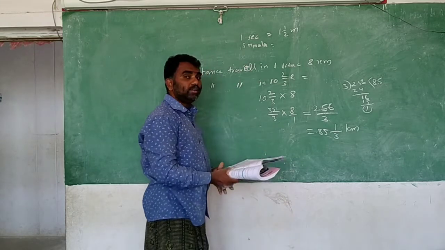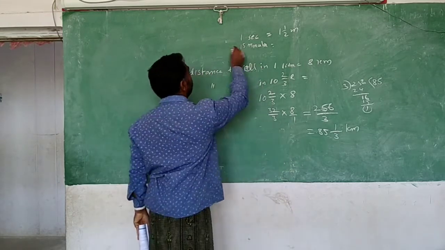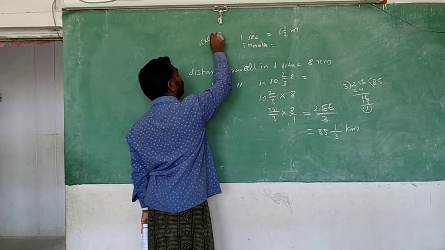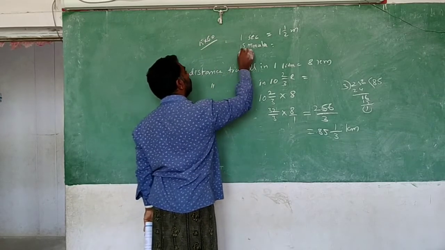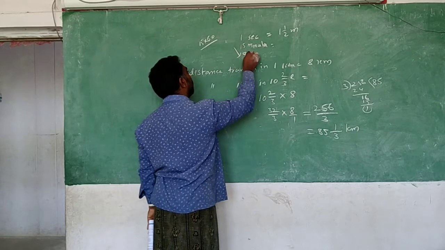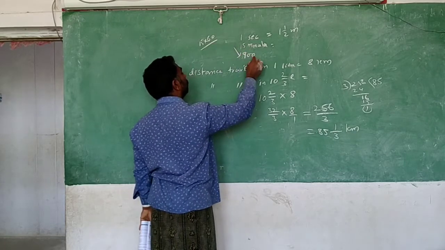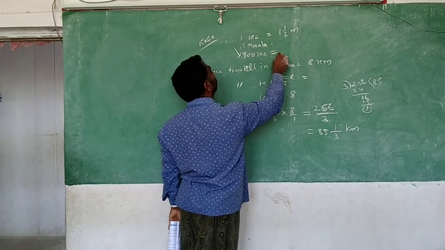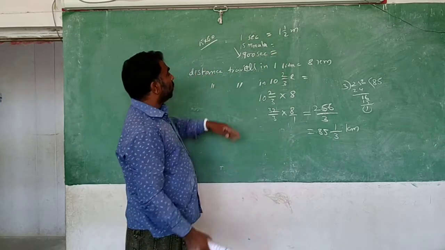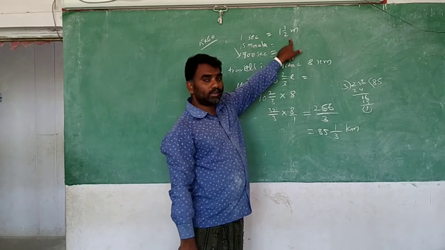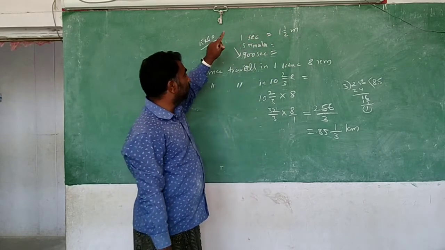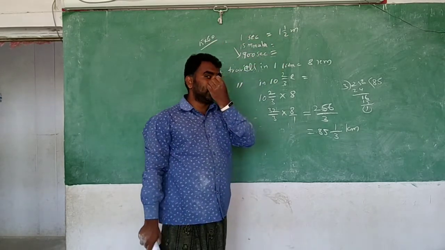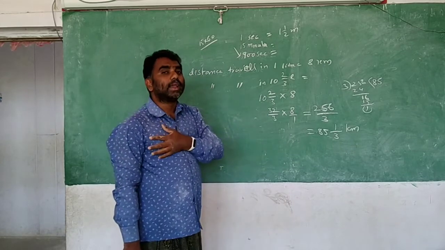So 15 minutes, what will come? 15 into 60 will come. Means 15 minutes will be changed into 900 seconds. So you have to find it in 1 second, and you have to find it for 900 seconds, means you will multiply with 900.